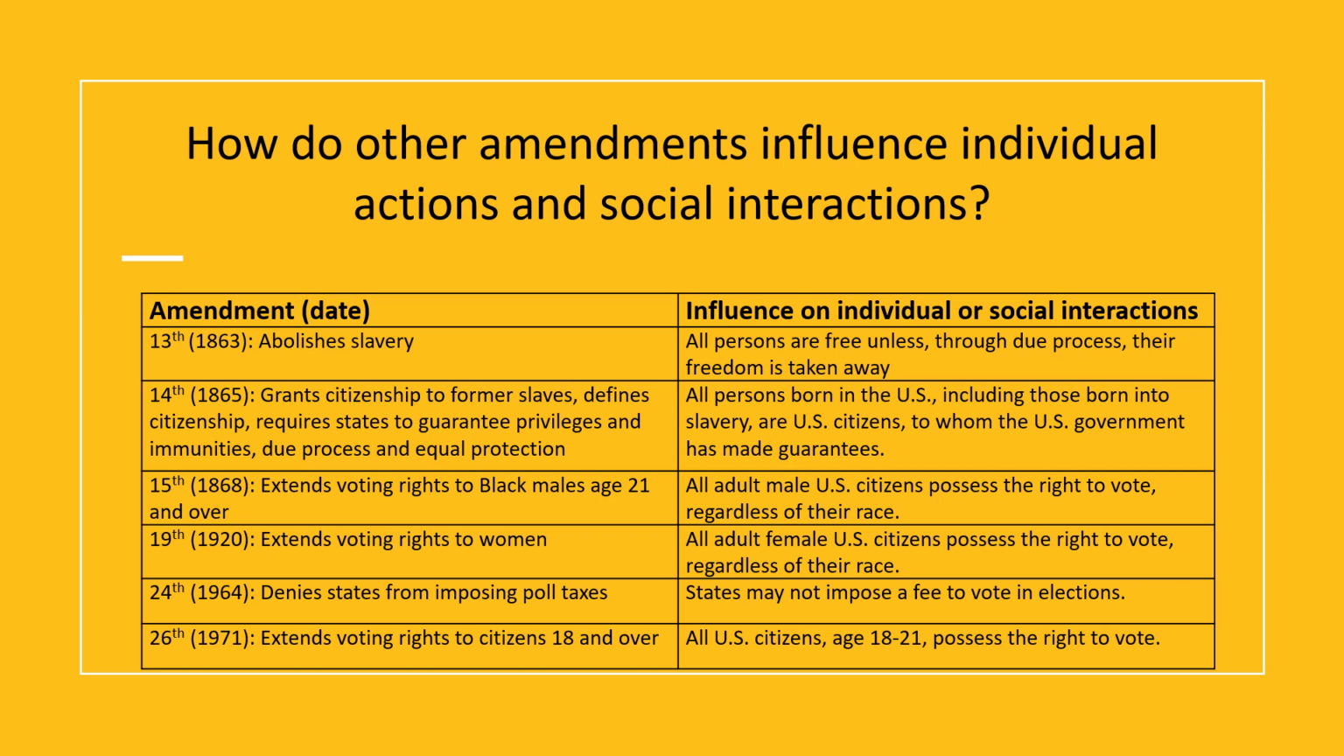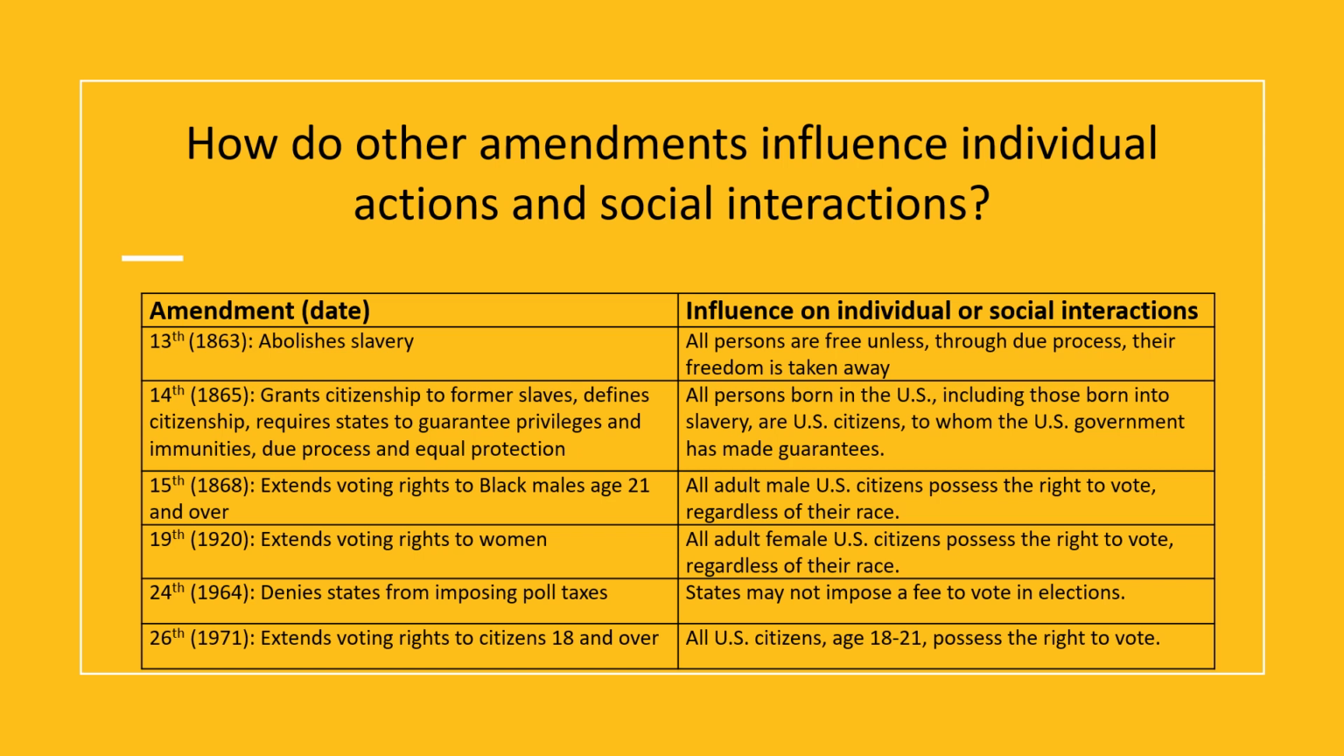The 15th Amendment extends voting rights to black males aged 21 and over. So what this means is that there was a group of citizens who were denied the right to vote, or the states could deny them the right to vote. Some states did and some states didn't.